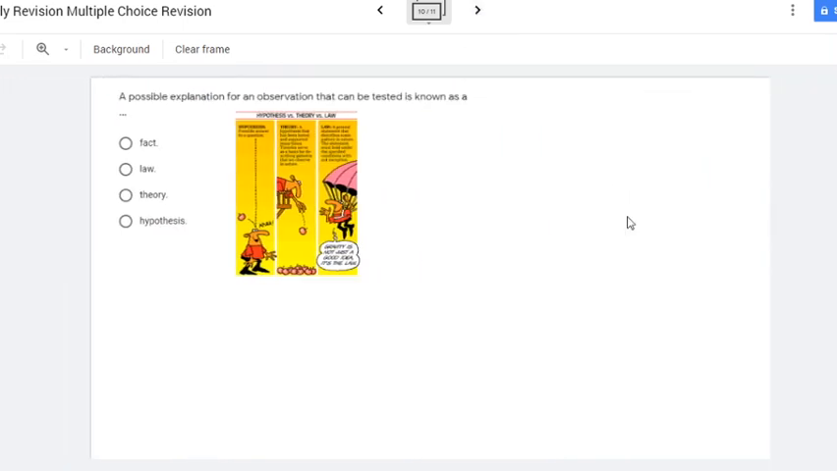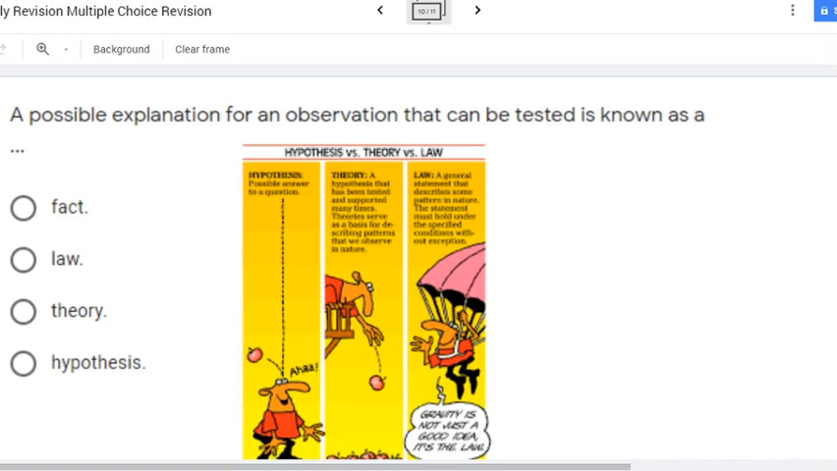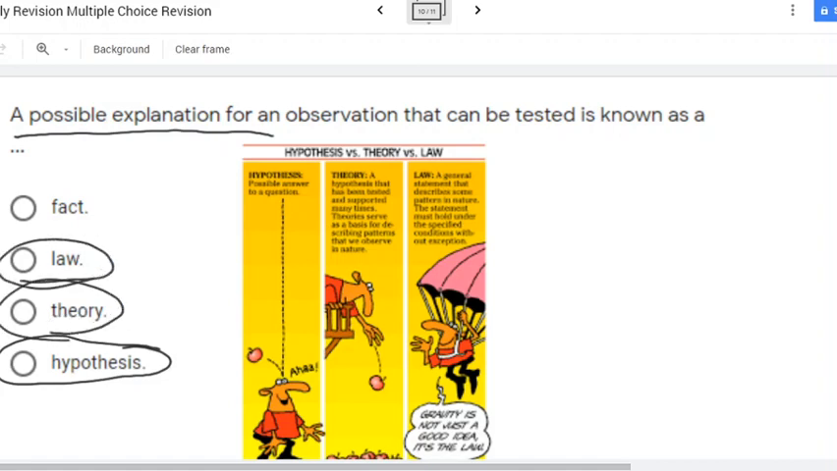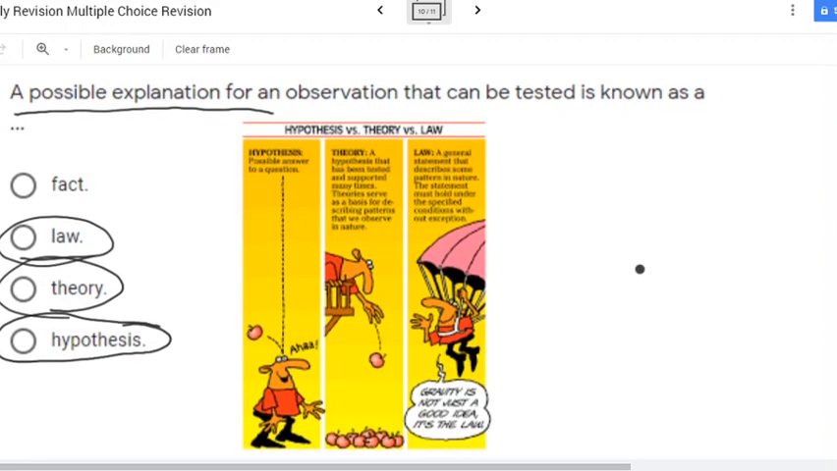Second last question of this quiz. A possible explanation for an observation that can be tested is known as a... The moment I said possible explanation, I knew it was an hypothesis. So know the definition of an hypothesis, a theory and a law very well to be able to answer this question, or know it for the terminology questions. This is all to do with the scientific method, and it's also important in terms of the scientific laws or theories that you had in your section on evolution and human evolution.